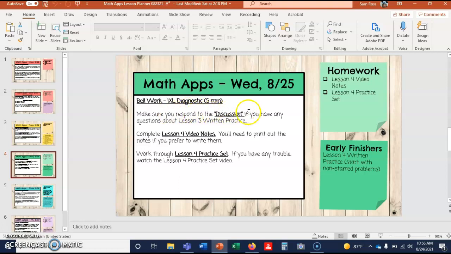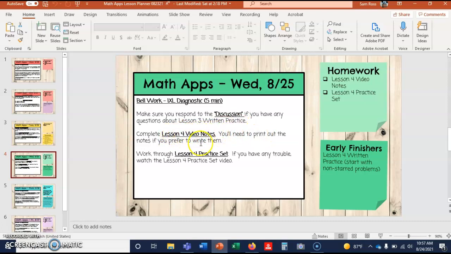Also, it says make sure you respond to the discussion if you have any questions about Lesson 3, written practice. So no one responded to the Lesson 2 written practice discussion, so I'm assuming you guys got all of the problems. And then today you have an opportunity to respond to Lesson 3 written practice, and I'll check that later on tonight. I didn't see any today there, but you have some independent study this afternoon, so you might have questions then.